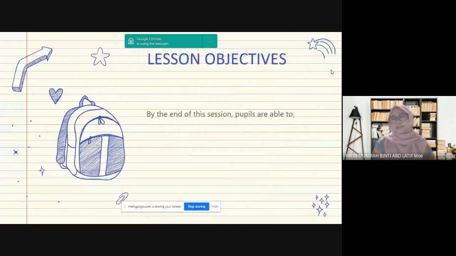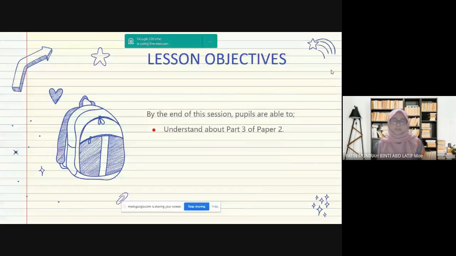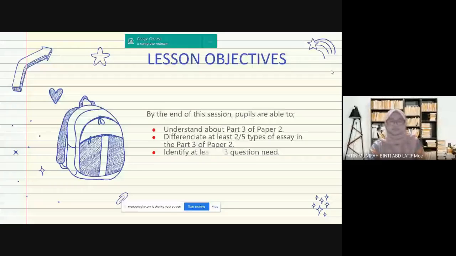So lesson objectives for today, what I want you to achieve for this session is you should understand about part 3 of paper 2, and then you can differentiate at least 2 out of 5 types of essay, or 2 out of 4 types of essay in part 3 of paper 2. And then you can identify at least 2 out of 3 questions needed.